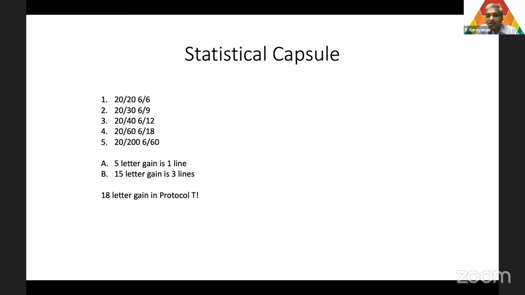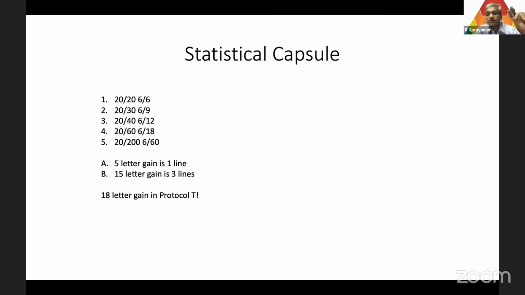20/60 is the same as 6/18. That is 1/3. If you have someone's vision noted down as 20/200, what is it in 6/60? 20/200 is 1/10. 6/60 is 1/10. Very simple. 20 divided by whatever, converted into 6 by the same fraction or the same factor. Okay. I hope you have all understood this, because you will find it much easier to understand articles.